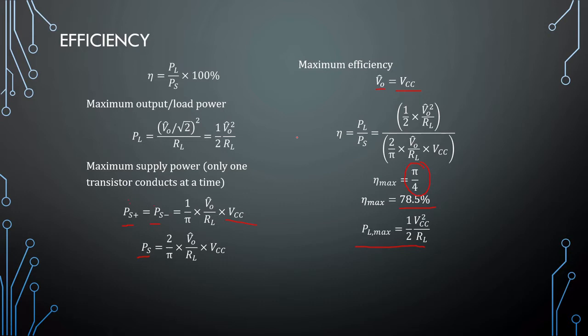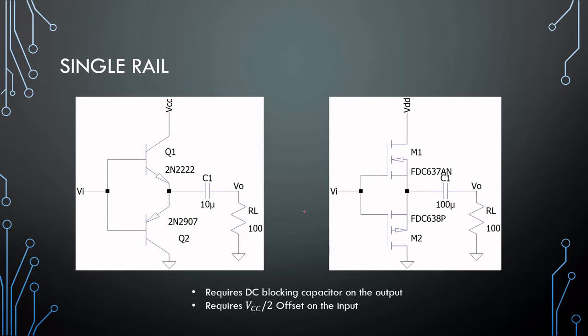There is not much designing to do. The only design work that you have to do is to ensure that the transistor can handle the amount of power that it's going to have to supply. Right. Single rail usage. You need to apply offset on the input, about half times VCC if you want to use it as a single rail application, and you need to put in a capacitor on the output to remove the DC offset on the output side.